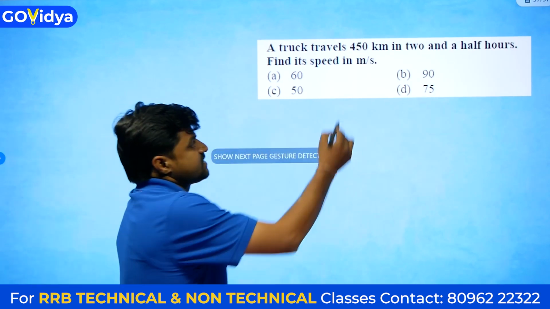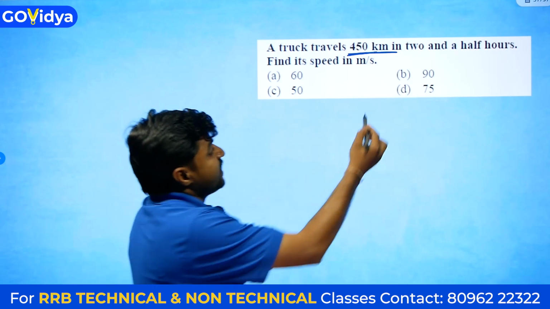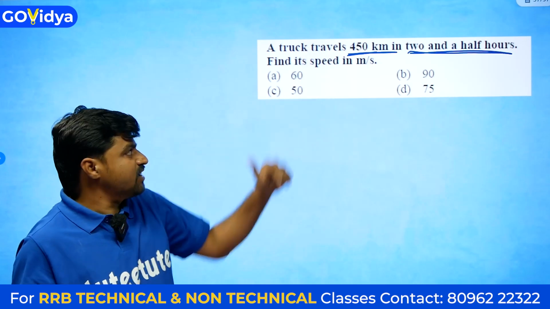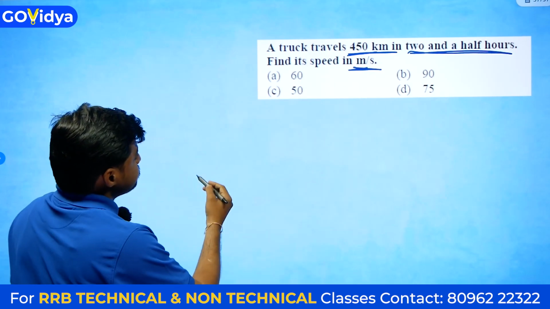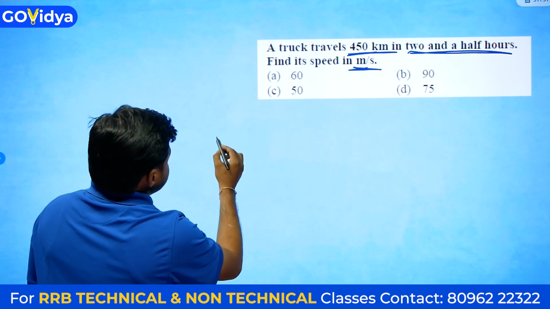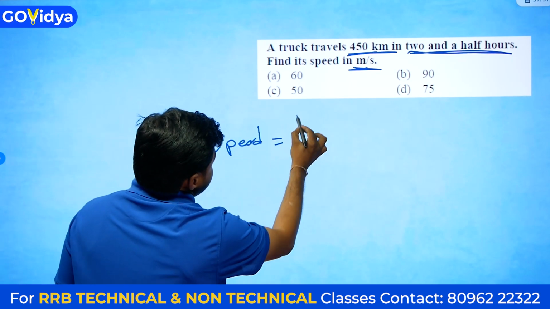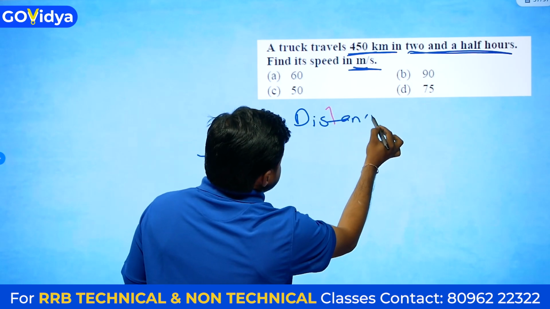A truck travels 450 kilometers in 2.5 hours. Find the speed in meter per second. Okay, meter per second. Speed is equal to distance by time.